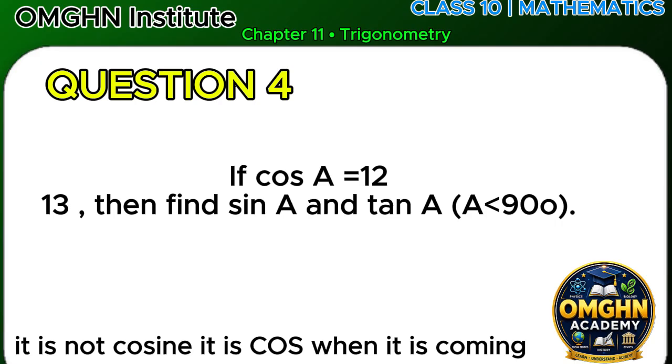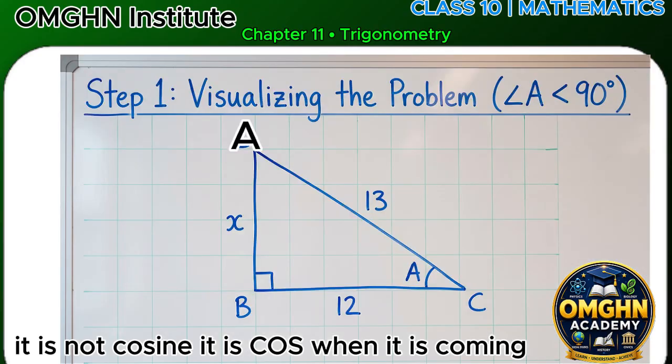Very good. Now let's solve question number 4. If cosine A is equal to 12 by 13, find sin A and tangent A. It is given that angle A is less than 90 degrees. Students, cosine A is adjacent by hypotenuse. So we can imagine a right-angled triangle where adjacent side is 12 and hypotenuse is 13. Now we need the opposite side.